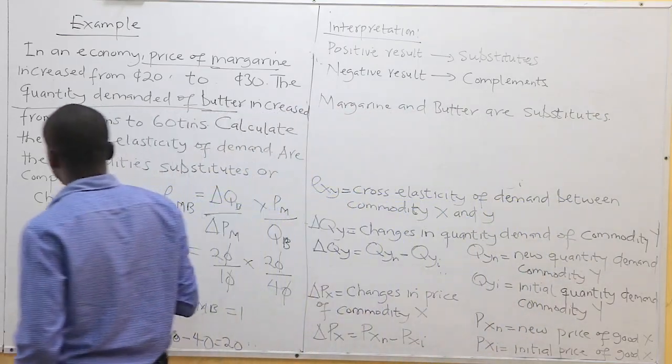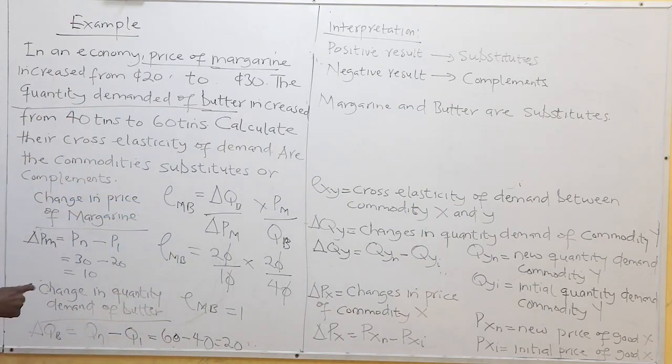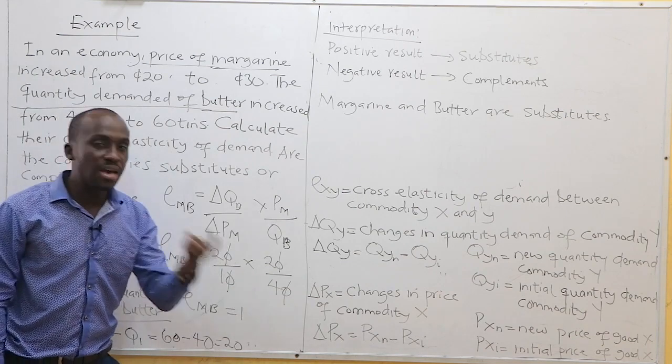So let me just run it through another time. In an economy, the price of margarine increased from 20 cedis to 30 cedis. The quantity demanded of butter increased from 40 tins to 60 tins. Calculate the cross elasticity of demand. Are the commodities substitutes or complements? So here, you're talking about margarine and butter. So you have to identify which commodities. There are two, margarine and butter.